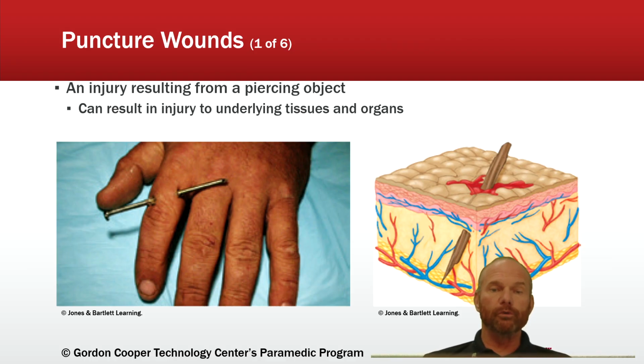Then puncture wounds. A puncture wound is an injury resulting from a piercing object. Obviously, that can cause injury to those underlying tissues and organs. So the depth can't always be determined in the field. Seemingly superficial puncture wounds may involve vital organs. So just always suspect that possibility of internal injury and shock.